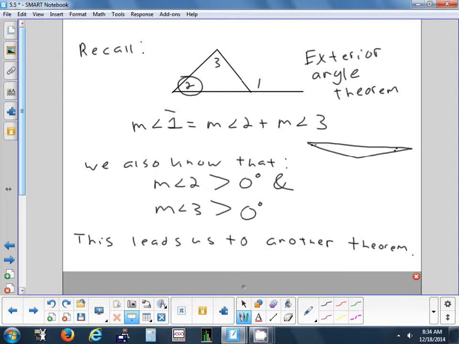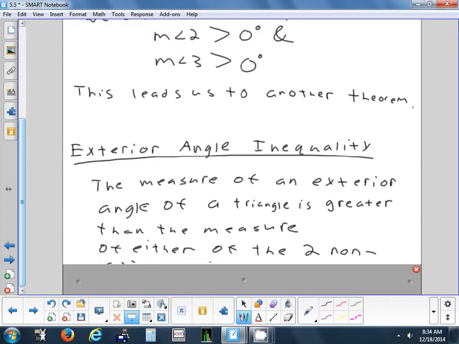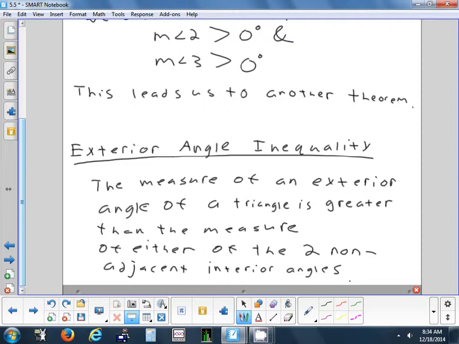Right? If you're finding something that's the sum of two things that are not 0, neither one of those can ever be 0. Angle 1 is always going to be larger than either one of those individually. Always. So that's our theorem, and that's the exterior angle inequality. That says that the measure of an exterior angle is always greater than the measure of either of the two remote interior angles, or we could say non-adjacent. So the exterior angle in a triangle is always larger than the two remote interior angles. Always. It has to be.